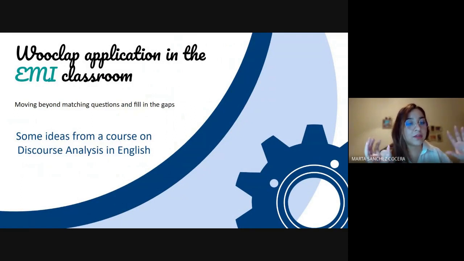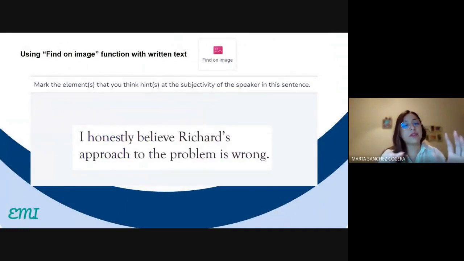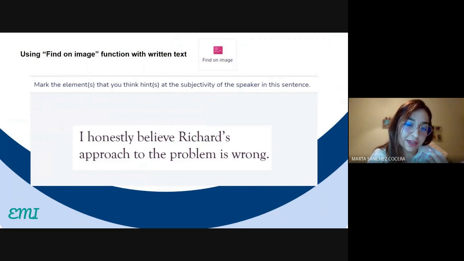We're going to move beyond matching questions and fill in the gaps, and we're going to take these ideas from a course in discourse analysis in English. So the first one is the find an image function, which you can use either by inserting a normal image or by inserting an image with text in it, which is very useful for subjects like this one that I teach, discourse analysis, because that's basically what we do, analyzing discourse.